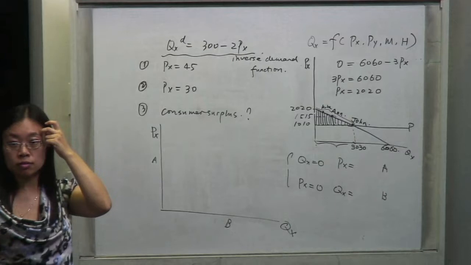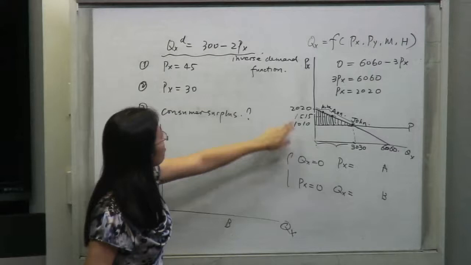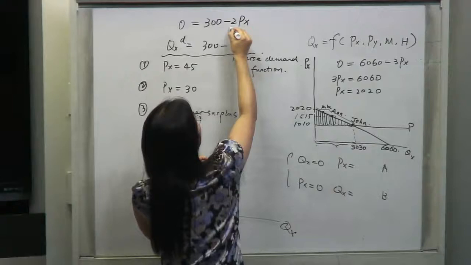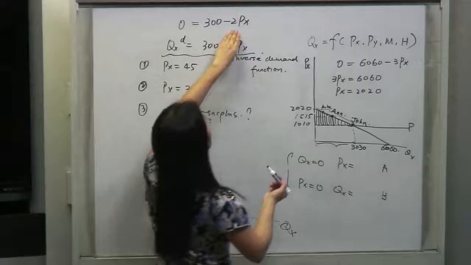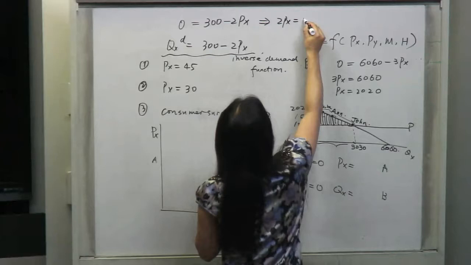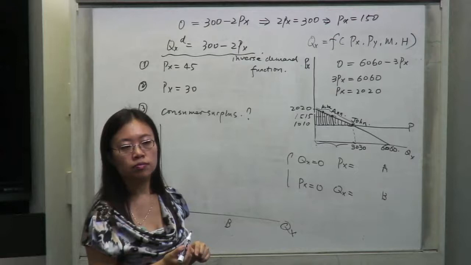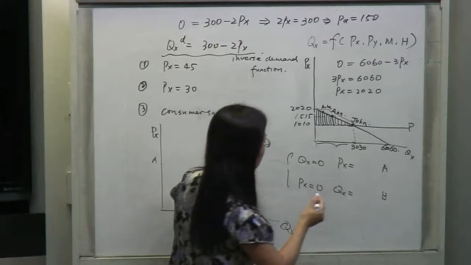All right. So now we're going to plug this 0 right into here. Qx is equal to 0, so 0 is equal to 300 minus 2 multiplied by Px. Then you solve this, moving 2Px to the other side. That is equal to 300. So Px is equal to what? 150. Got that part? Okay, so this is 150.